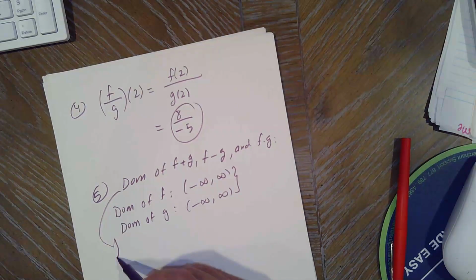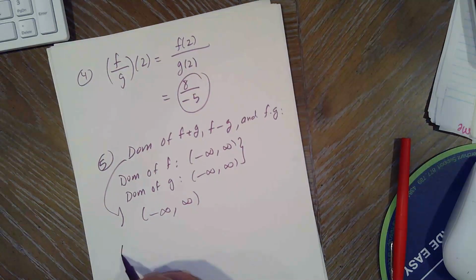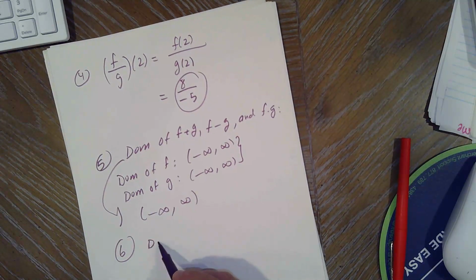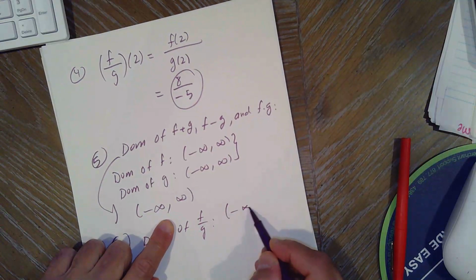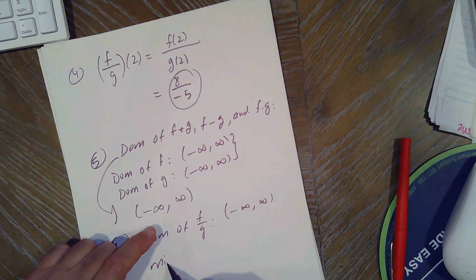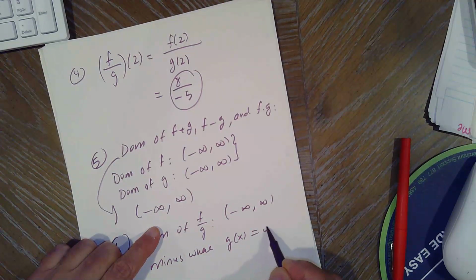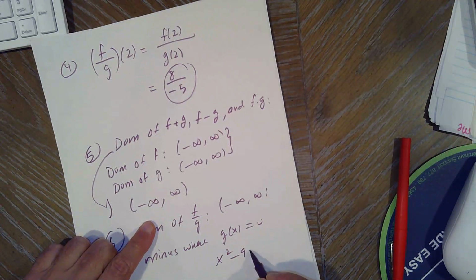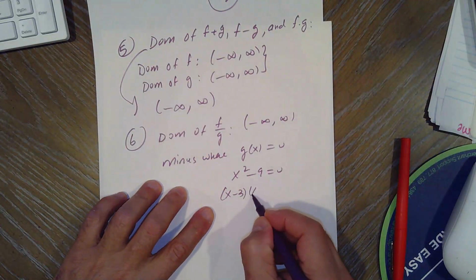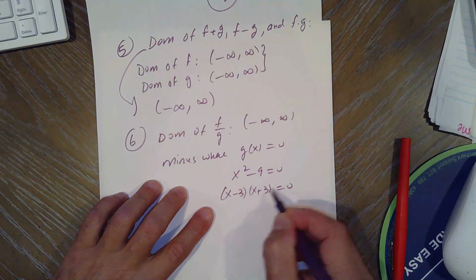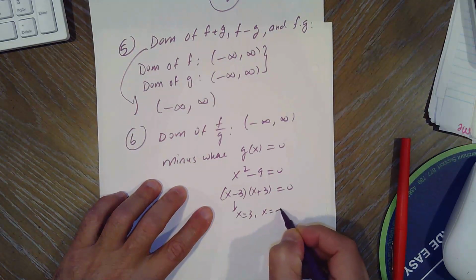So domain of f plus g, f minus g, f times g is also what? All real numbers. What's the domain of f over g? So it's all real numbers minus where g equals 0, but g is x squared minus 9. So x minus 3, x plus 3, we factor it using the difference of two squares, so x equals 3 and x equals negative 3.